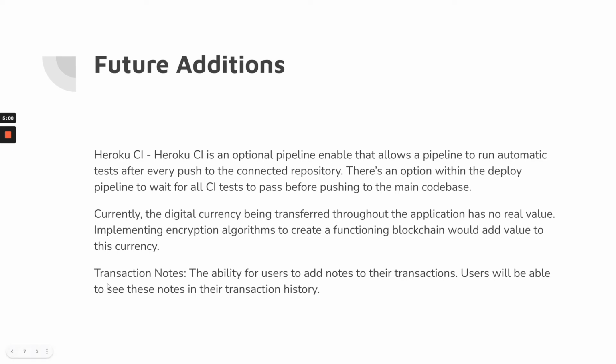Then transaction notes: something that's commonly seen within current real-world applications that allow users to send money to each other is the option to add notes to their transactions. So what this will essentially do is allow users to see notes in their transaction history attached to each transaction so they can see what the transaction is for. One more thing that I would like to add is the addition of ACID transactions into our application so that we can add rollback functionality and all that stuff into our transaction functionality.